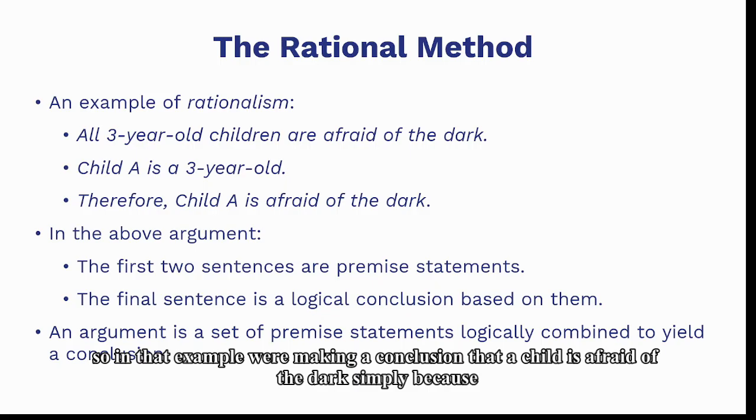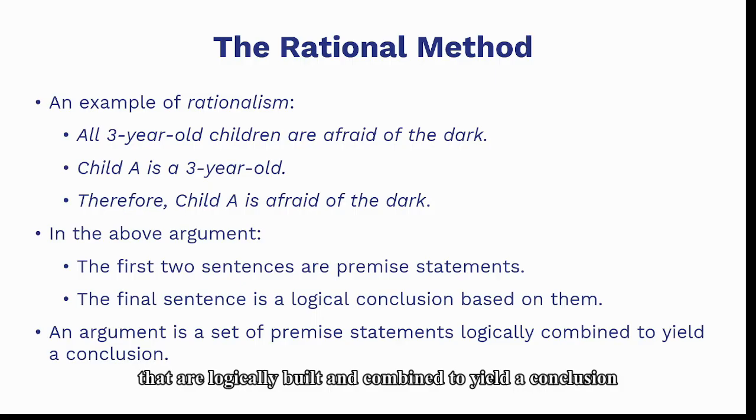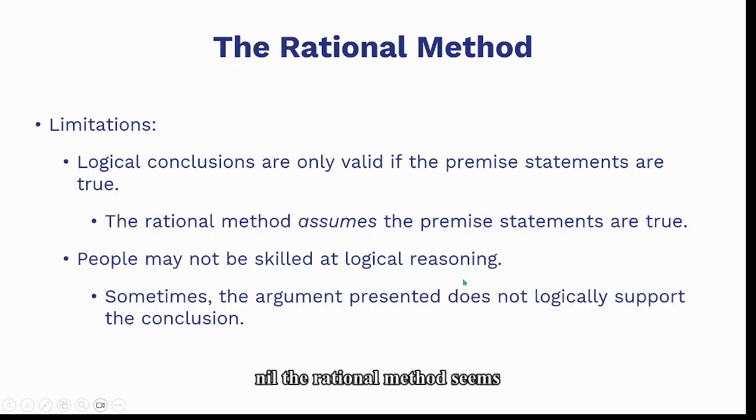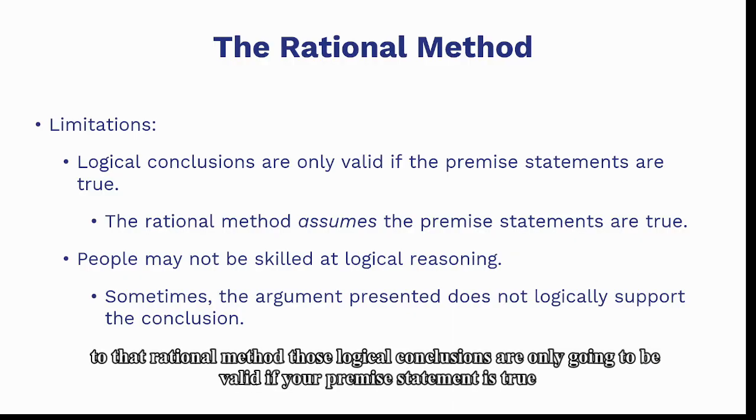So in that example, we're making a conclusion that a child is afraid of the dark simply because someone said all 3-year-old children are afraid of the dark. So what you've got here is an argument, and an argument is a set of premise statements that are logically built and combined to yield a conclusion. Now, the rational method seems better than intuition or tenacity, right? However, you still have to remember that there are limitations to that rational method.